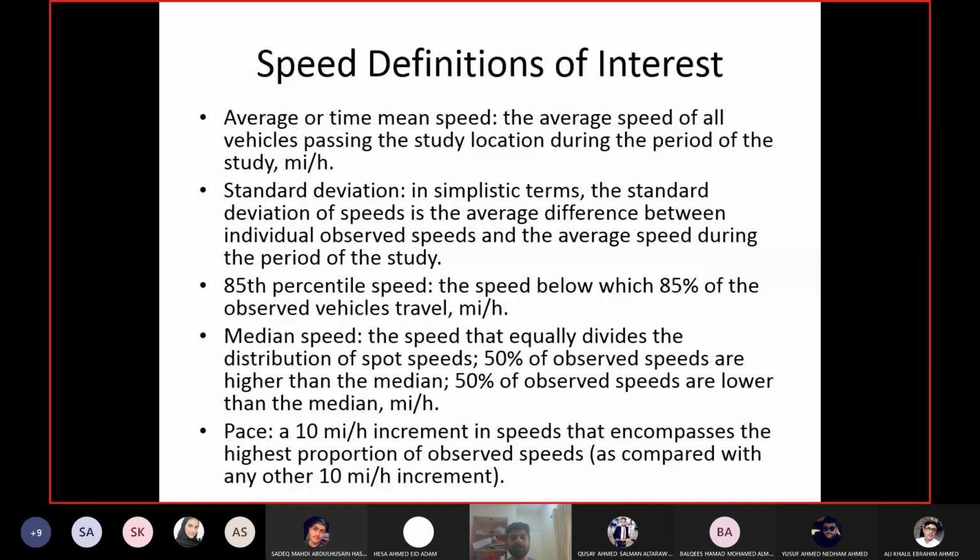Then we have 85th percentile speed. Percentile means the highest value for a proportion of data. So 85th percentile means the highest value for 85% of drivers, the highest speed for 85% of drivers. So if I tell you the 85th percentile speed for a set of drivers is 70 kilometers per hour, that means 85% of drivers were driving at 70 kilometers per hour or less. That is the concept of percentile. Okay, so some of them were driving at 60, some of them at 65, but overall 85% were driving at this value or less than this value.